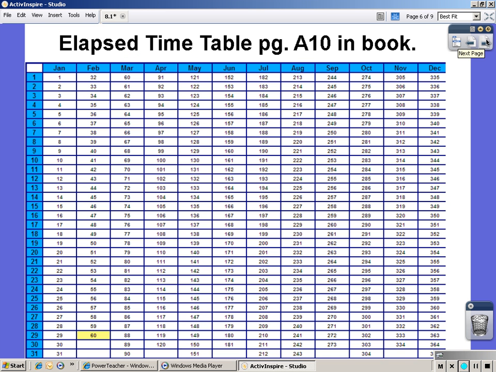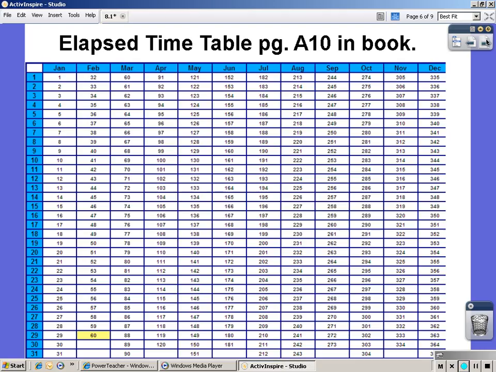Okay, now, I know you most likely cannot see this on the computer, but this table, I assure you, is in your book. It is the elapsed time table on page A10 in the back of the book. You will need this information for this next problem and several on the homework.